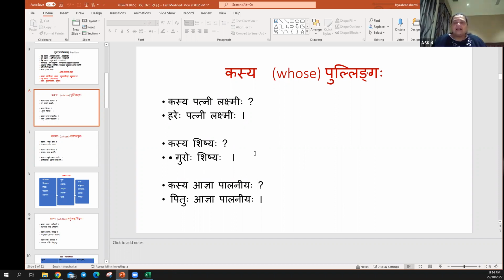Now if we had said Kasya putraha Ganeshaha, it would be Shivasya. Parvati, right? Also Pulinga. Kasya is Pulinga. If you say Kasyaha putra Ganeshaha, then it will be Parvati. So we have to say Parvatyaha. Parvatyaha, Gauriyaha, Gauri, Ikaranta Strilinga again. Gauriyaha. So that depends upon how you ask the question, Kasya or Kasyaha. Okay. It depends upon that.